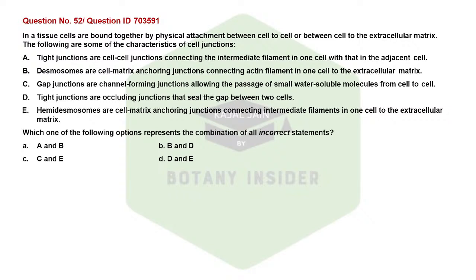When tissue cells are bound together by physical attachment between cell to cell and between the cell and the ECM, the following are characteristics of cell junctions. Which of the following options represents the combination of all the incorrect options? So, five options in front of you. You need to find out which is the combination of incorrect statements. Try it out, everyone.